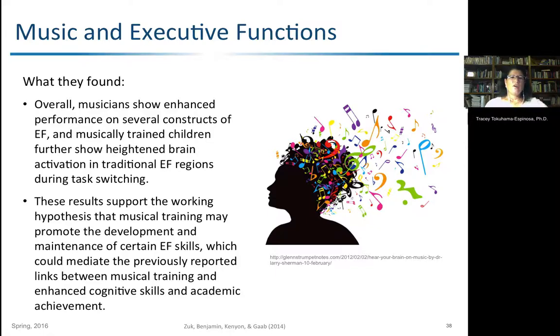So what did they find? Overall, that musicians showed enhanced performance in several sub-elements of executive functions, including things that had to do with attention and working memory. So it supports a hypothesis that musical training may promote the development and maintenance of certain executive function skills, which could mediate the previously reported links between musical training and enhanced cognitive skills and academic achievement. So the link between musicians and maybe doing well on some types of math is not because of a direct connection between music and math, but rather because of enhanced executive functions.